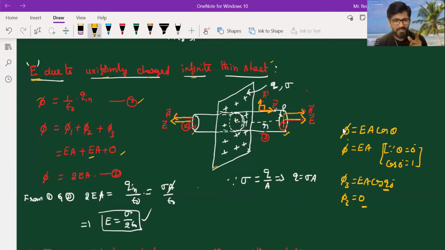But according to Gauss law, that is nothing but 1 by epsilon times the charge enclosed. So you can write 2EA is equal to the charge enclosed by epsilon naught. On simplifying, we want to find the electric field. Actually, this is charge. But we know that in the case of a sheet, the charge is distributed over the surface, so we have to say that the charge per unit area is Q by A.